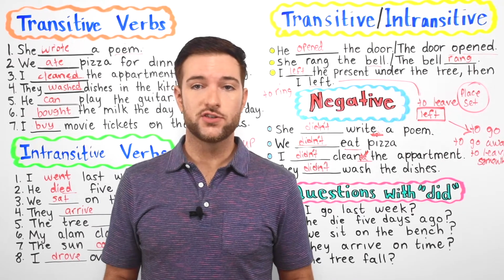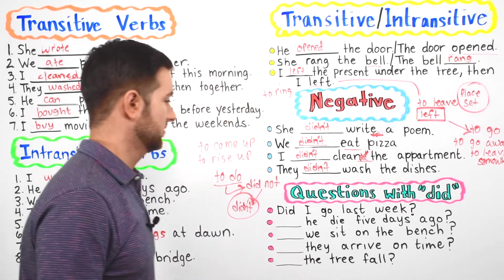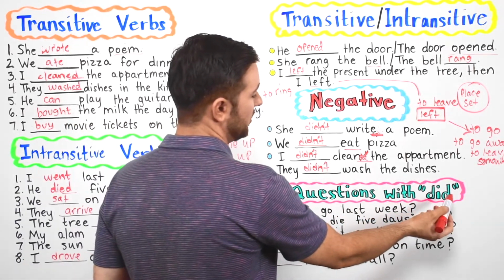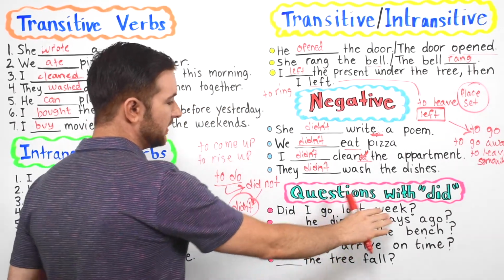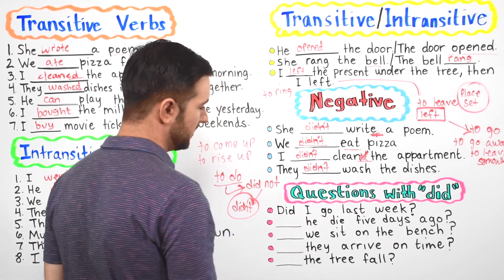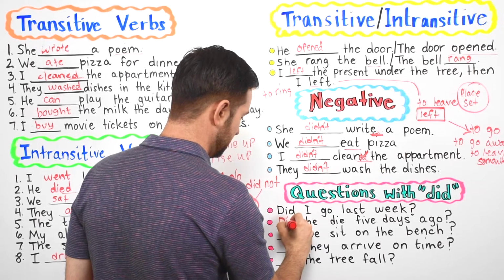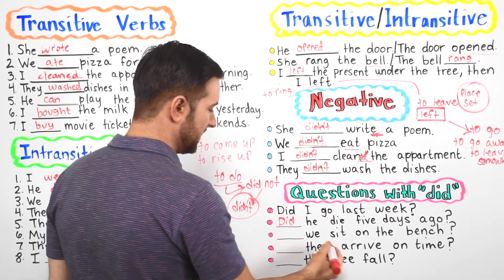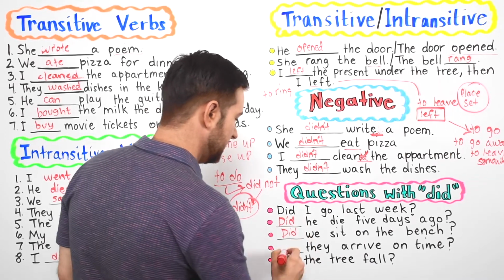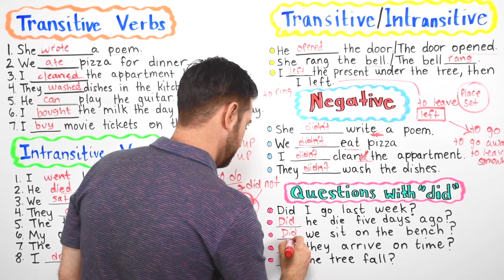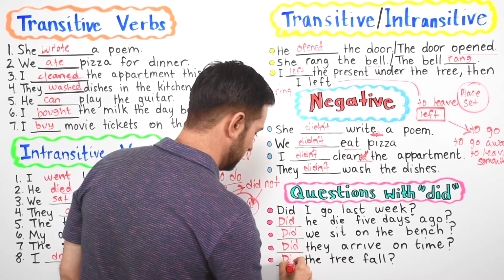Now, when you want to make questions, all we have to do is put the word did in the front of the sentence. So this says questions with did. You take did and you put it in the front. So it becomes, did I go last week? Blank, he died 5 days ago. Did he die 5 days ago? Blank, we sit on the bench. Did we sit on the bench? Did they arrive on time? And finally, blank the tree fall, did the tree fall.